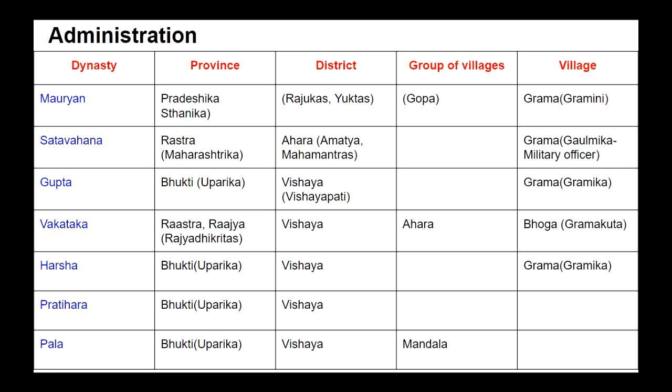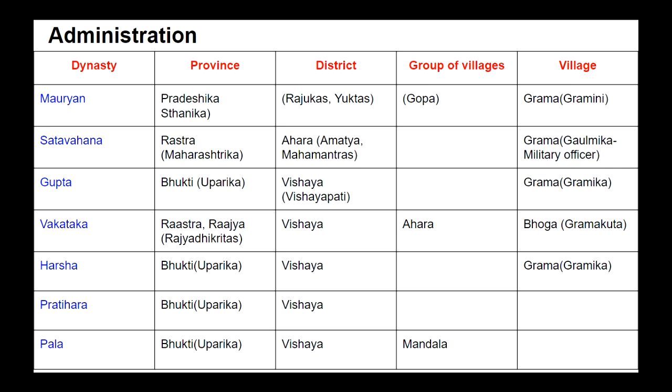Then districts were under the control of Rajukas and Yuktas. Then a group of villages was controlled by Gopa, and a village was known as Grama, and Grama was under the control of Gramini. Then Satvahana dynasty. During the time of Satvahana, the territory was divided into Rashtra.